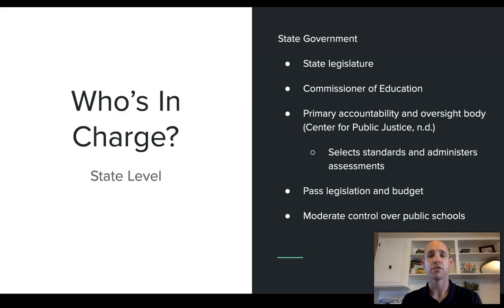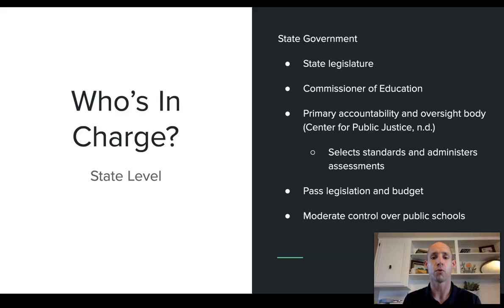At the state level, there's the state legislature and the commissioner of education. The governor to some degree, but really it's these two bodies that have the most power, and these are paid positions. The commissioner of education has primary accountability and oversight. They would oversee standards and administering of assessments. And the state legislature passes legislation and approves a budget for schools each year.